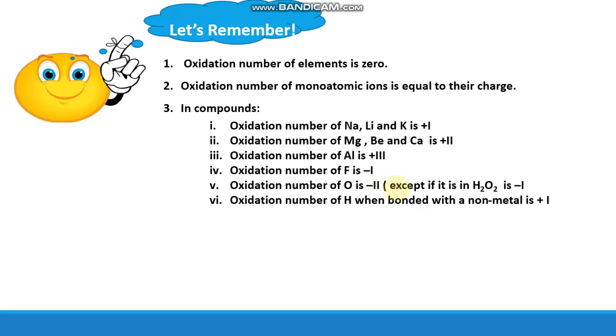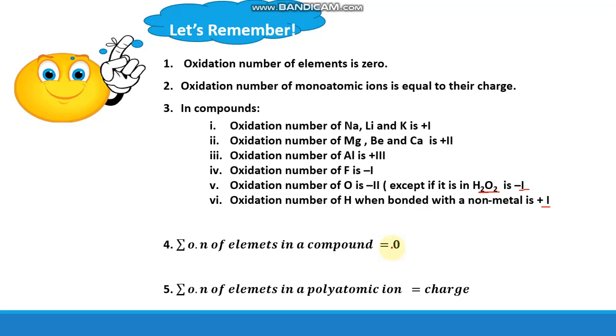in any compound, except where? In H2O2, which is hydrogen peroxide. Its oxidation number is equal to -1. And finally, the oxidation number of H when bonded to a non-metal is +1. The summation of oxidation numbers of elements in a compound is equal to 0, and the summation of oxidation numbers of elements in a polyatomic ion is equal to its charge.